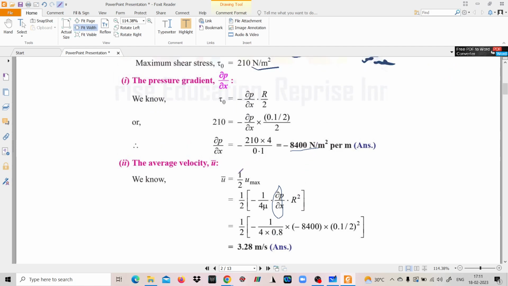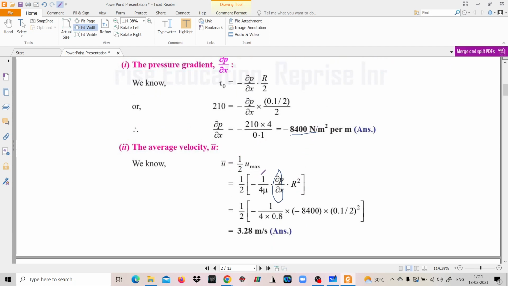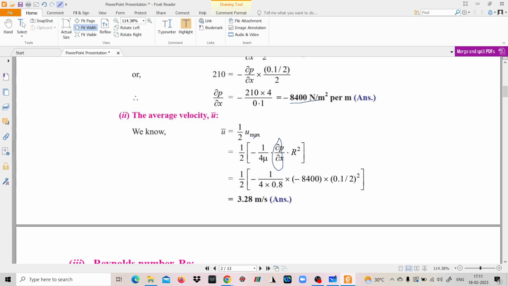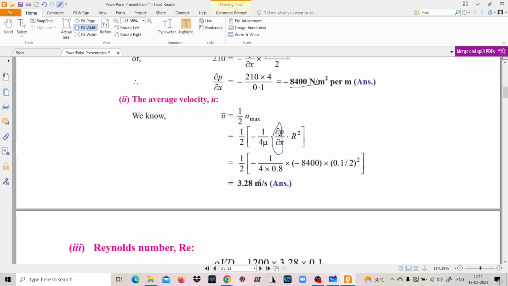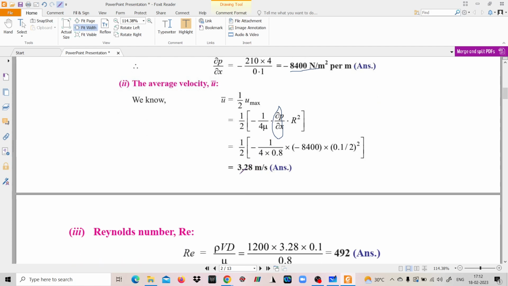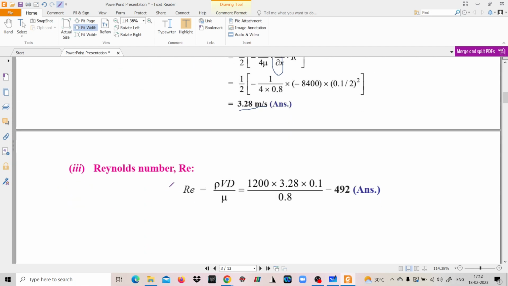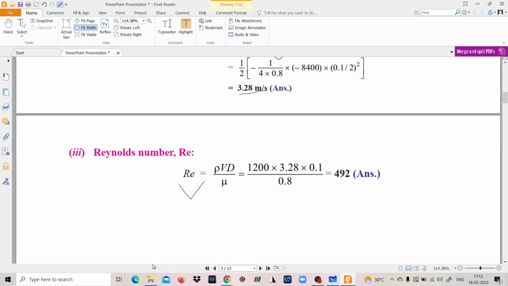Once you know del P by del X, U average is equal to half of U max. For obtaining U max, you need the value of del P by del X, which you have already calculated. So from this, the value of the average velocity came out to be 3.28 meter per second. Next, with this value of average velocity, you calculate the Reynolds number, which is 492. So if it is 492, it is much below 2000. So the assumption that we have considered, that the flow is laminar, is correct.